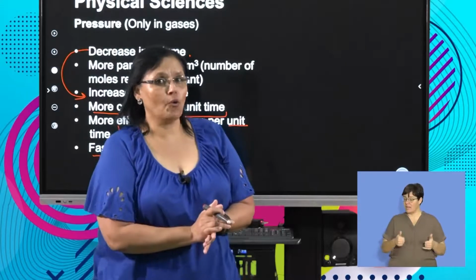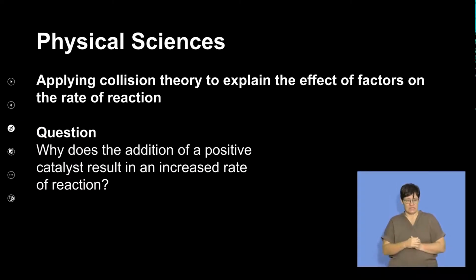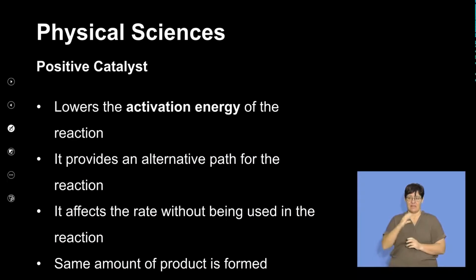So, all well, we're going on. We will look at the next one. Why does an addition of a positive catalyst result in an increased rate of reaction? Now, we spoke about a positive catalyst before. We said it lowers the activation energy.